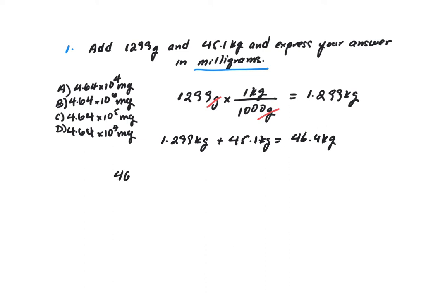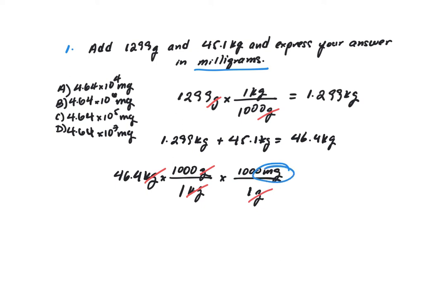So we're gonna start with 46.44 kilograms times 1 kilogram over 1,000 grams. Then we're gonna have 1 gram on the bottom and 1,000 milligrams, because that's what they want. So again, kilograms cancel with kilograms, grams cancel with grams, and we're left with milligrams.